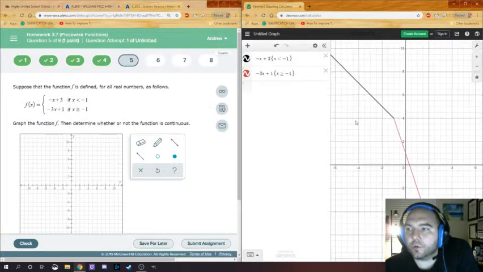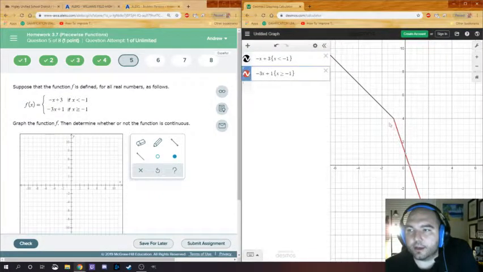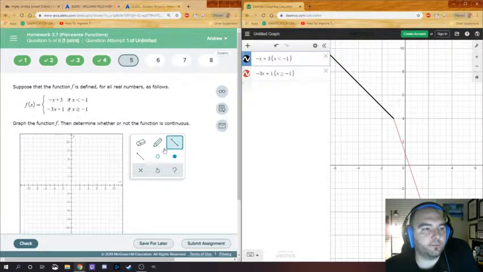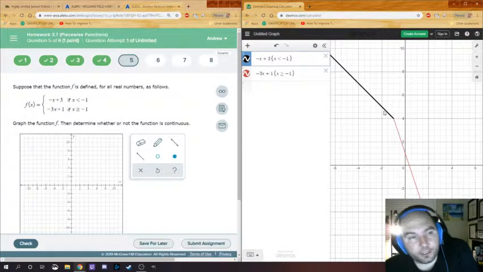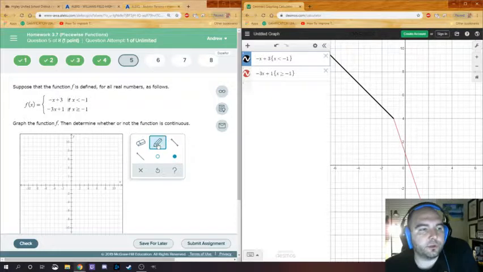Alright, so we got 2 chunks of line going on here, right? So what you're going to be tasked with doing is graphing 2 chunks of line. Now these aren't segments, these aren't a single continuous line, these are rays, so I'm going to be using this ray right here. Now you'll notice this has a little pencil icon. What the purpose of this is to help you find points.